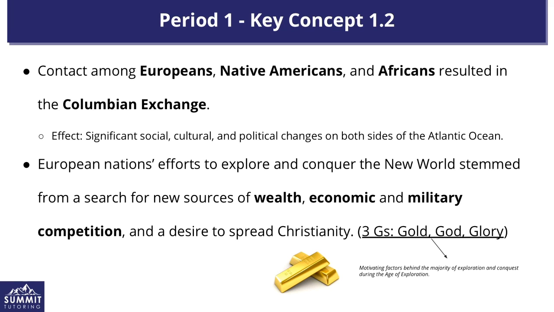Okay, good. All right. So we're going to move into key concept 1.2 now. We're going to look at the contact among Europeans, Native Americans, and Africans, and that's going to result in the Columbian Exchange. From the Columbian Exchange, we're going to see some social values exchanged, cultural customs exchanged, and political changes on both sides of the Atlantic that are going to shape the governments there.